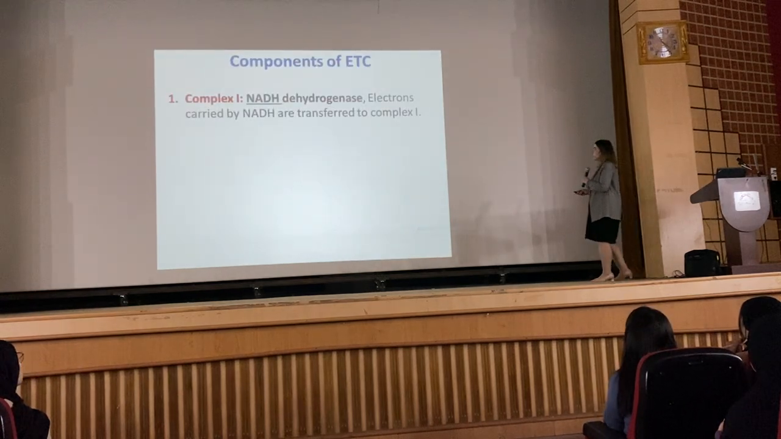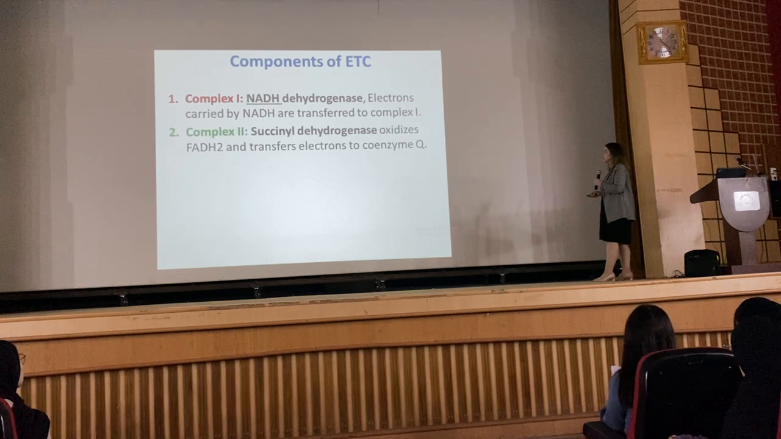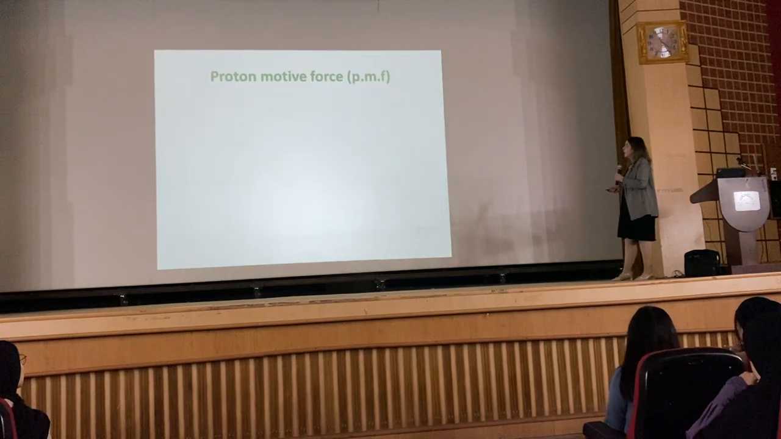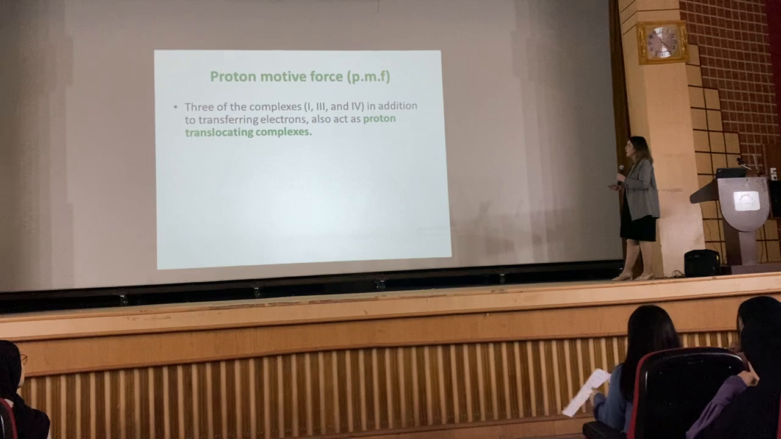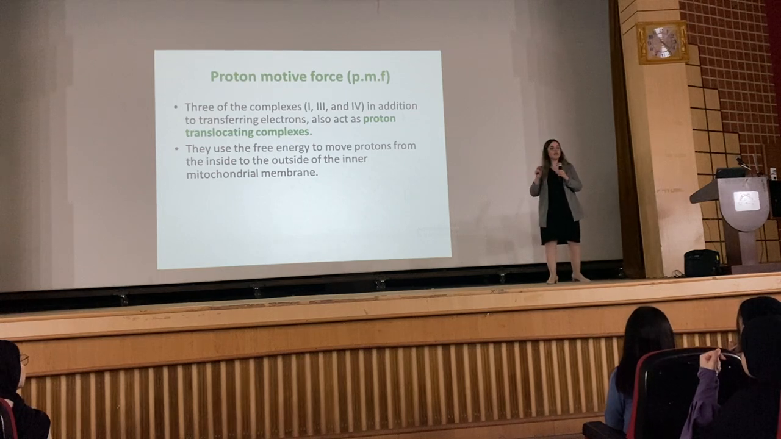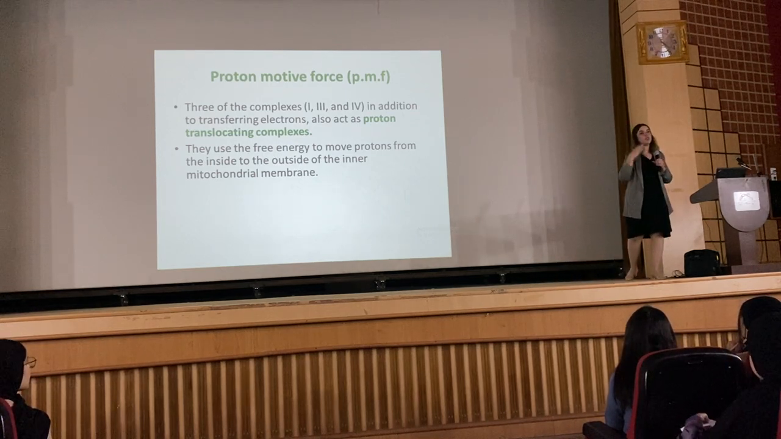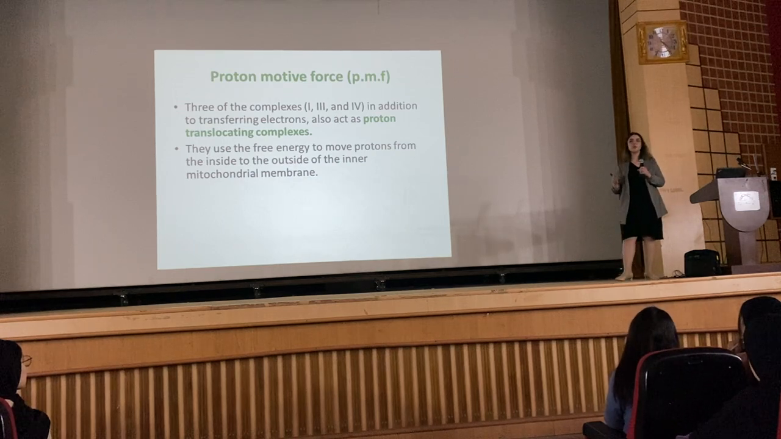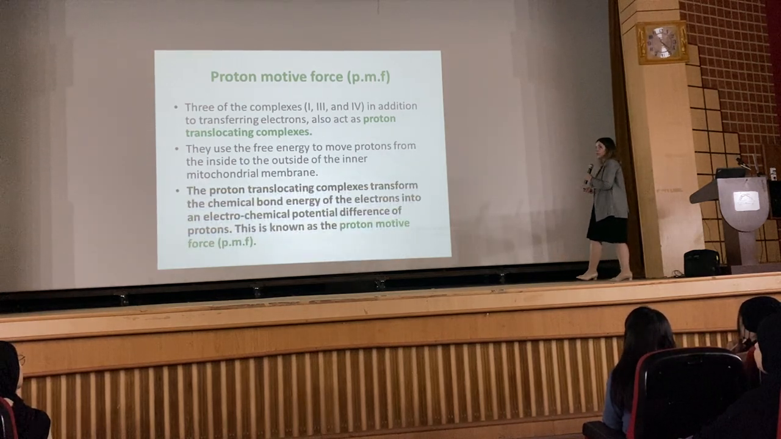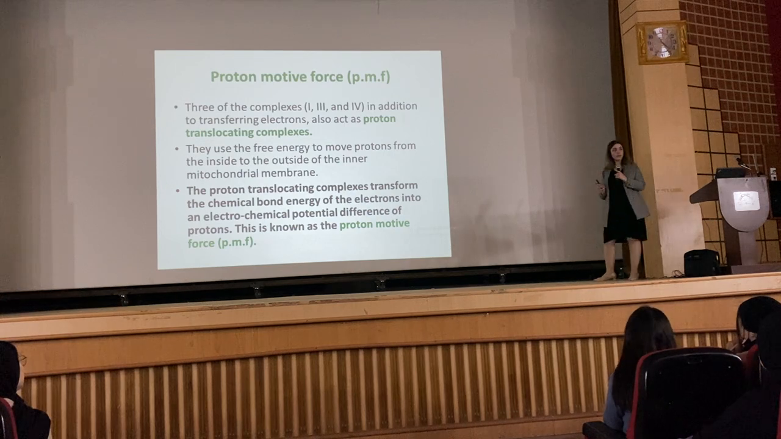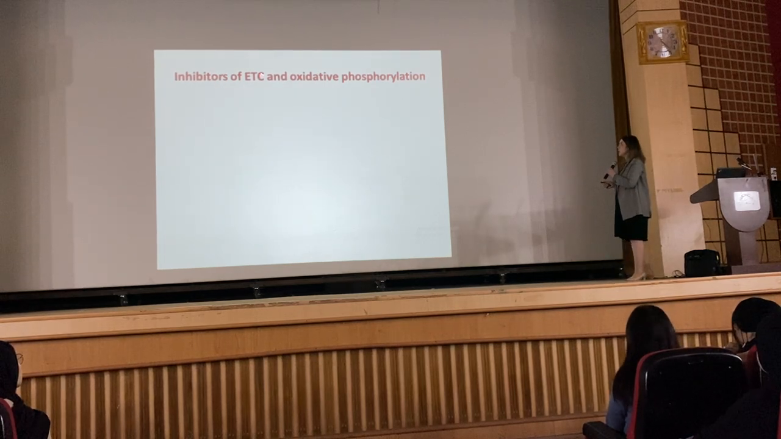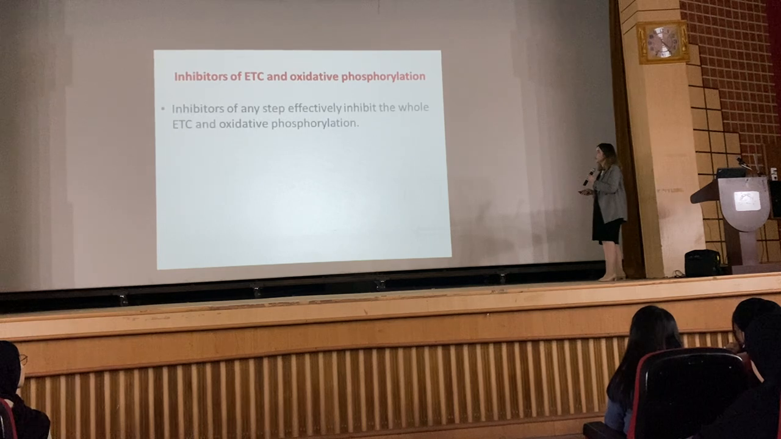Okay, so these are, I think, the repetition of the figures, so I'll skip these parts. Why do we need protons to go back to the mitochondrial side? To take energy from it. Okay, so I will skip these slides. We will go to the important part, which is inhibitors of the electron transport chain and oxidative phosphorylation.